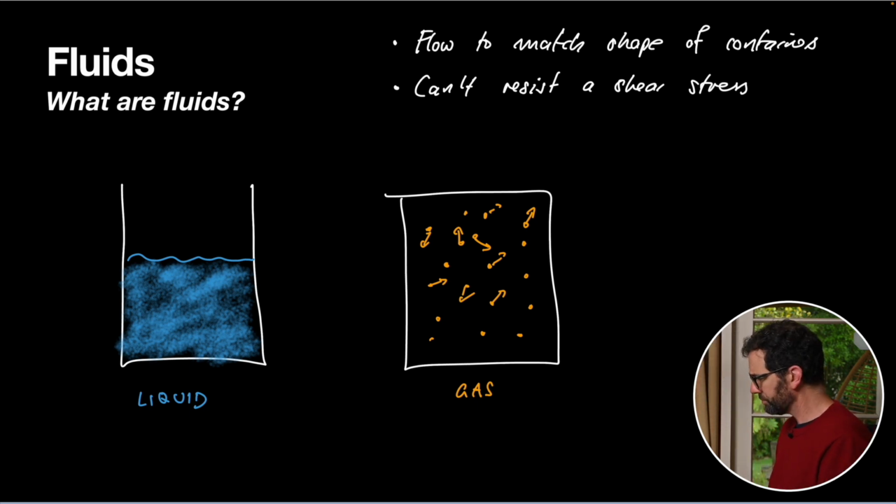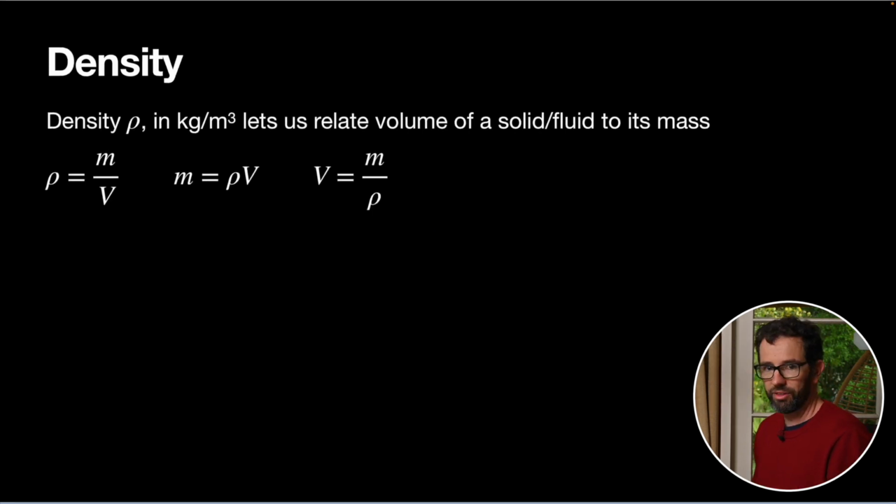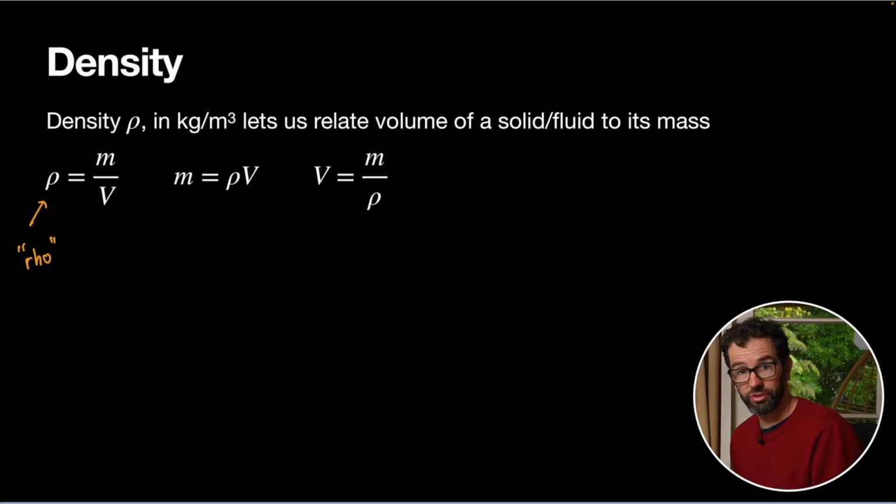Right. Okay, now one of the things we need to use quite often when we're working with fluids is the concept of density, and that lets us relate a fluid volume to the mass of the fluid. So for density we have this Greek symbol here which is called rho. It looks like a P but it's got no stalk. So the density of a substance is simply defined to be its mass divided by its volume.